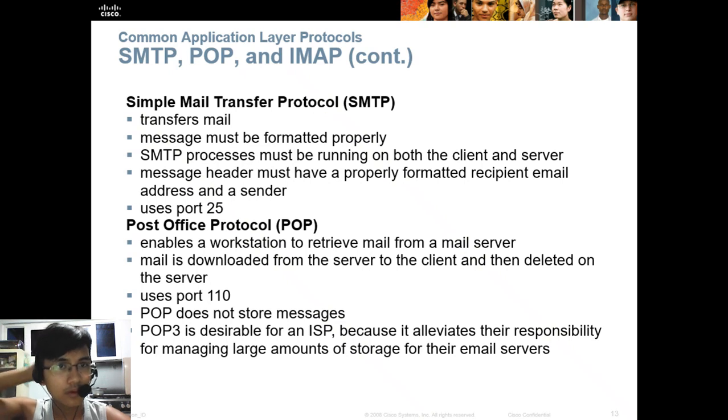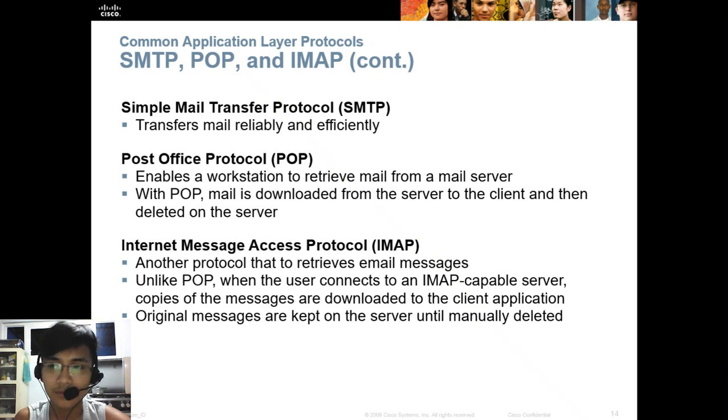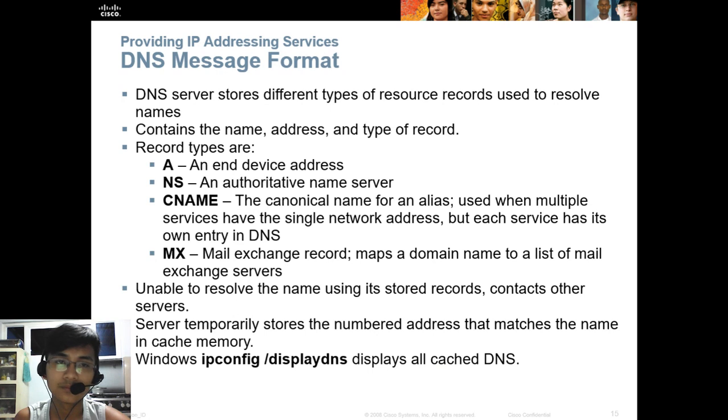So you have here the common application layer protocols, which are SMTP, Post Office Protocol, and IMAP. These are the protocols responsible for the transmission of mail to the server, also to send emails or retrieve emails. DNS message format: a DNS server stores different types of resource records used to resolve names. It contains the name, address, and type of record.